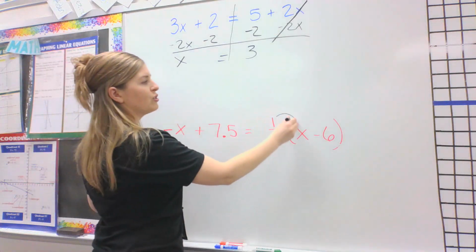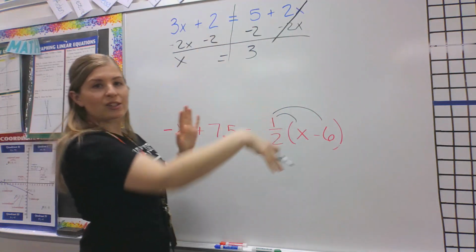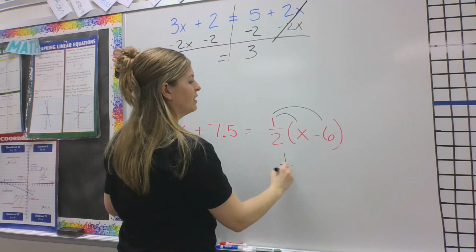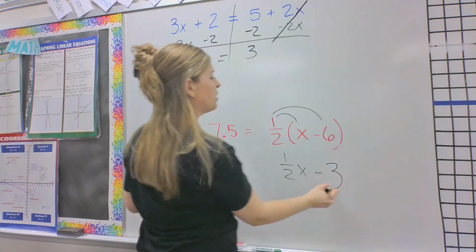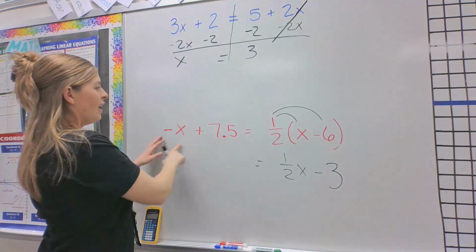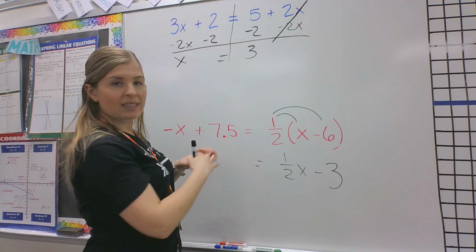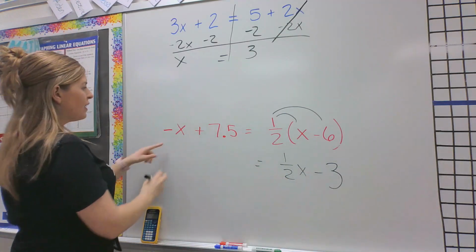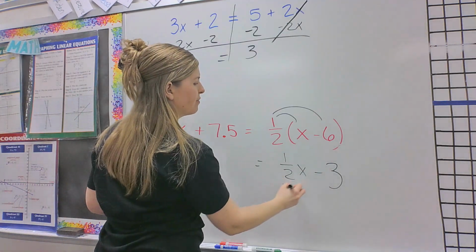So what I'm going to do is distribute first. And the distributive property, remember, you multiply that term by everything within the parentheses. So 1/2 x, and 1/2 of negative 6 is negative 3. And we have these over here. So we want to try and get x's all on one side and the numbers all on the other. So for myself, I think I'm just going to add x over here to combine it with this one.